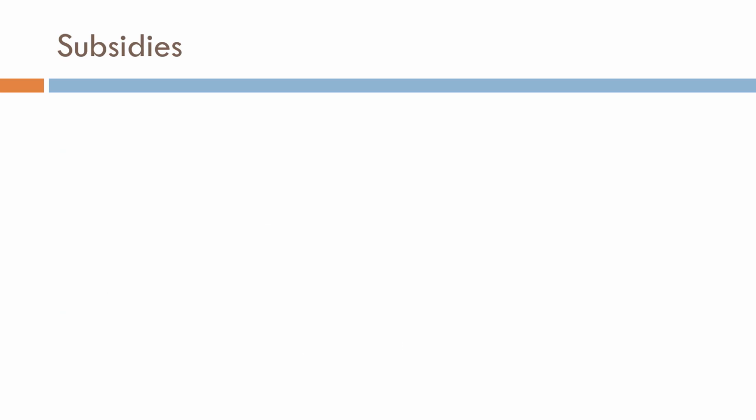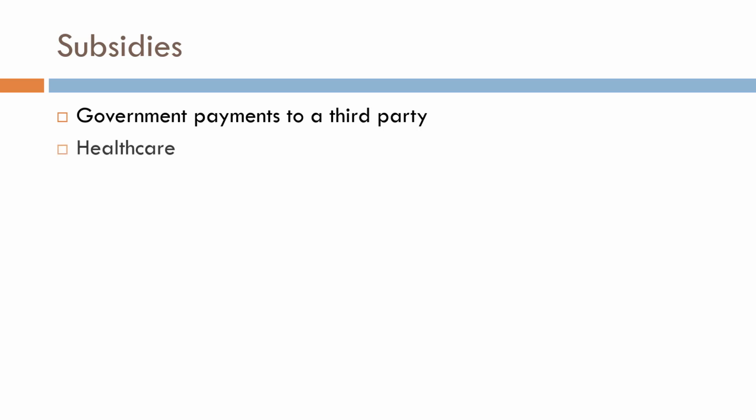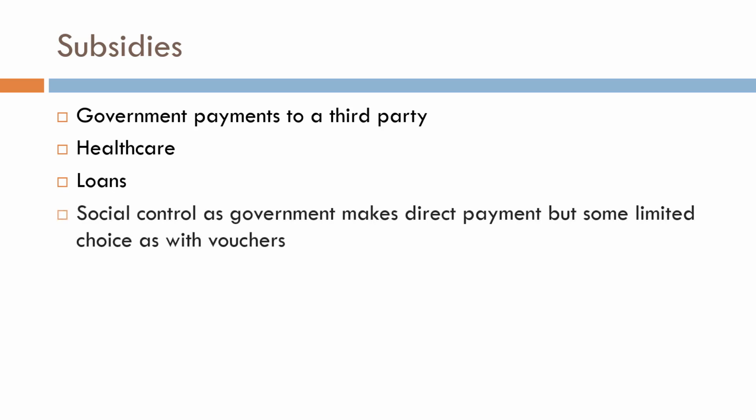Another in-kind involves subsidies. This is actually not in the Gilbert and Terrell book, but it still applies. This involves government payments to a third party directly. So this could involve healthcare, for example, or loans, like subsidized loans. But the idea here is that there is social control involved as government is making a direct payment, but there are some limited choices as far as vouchers. So, for example, with loans, the person can decide which bank or loan agency to go to, but there's still social control because the payment is going directly to that entity.